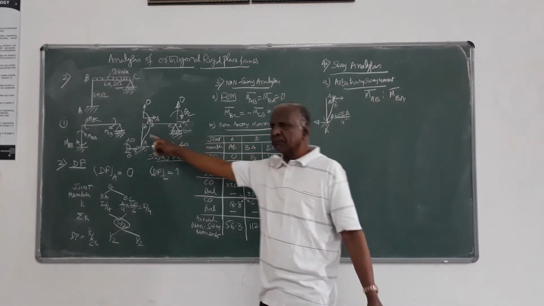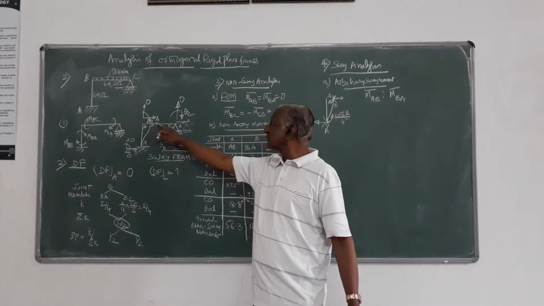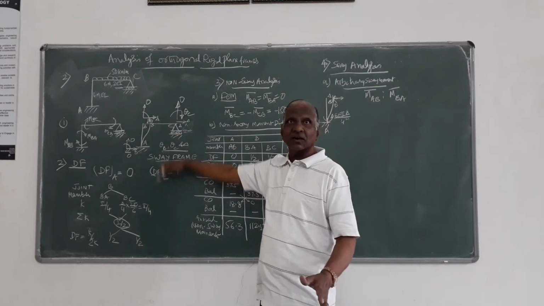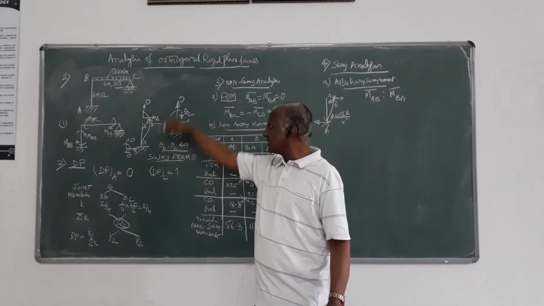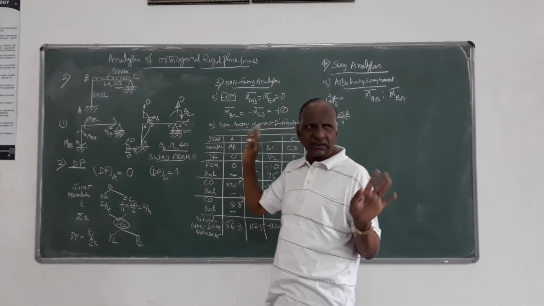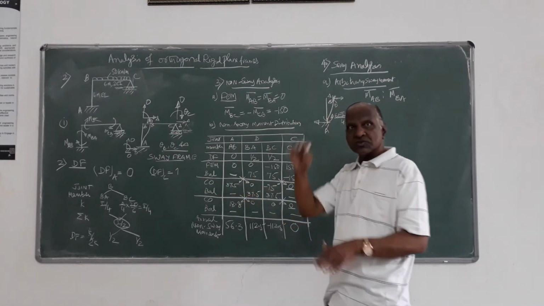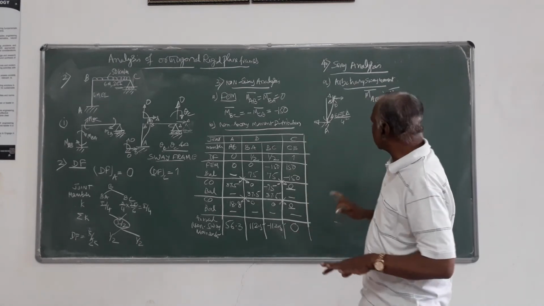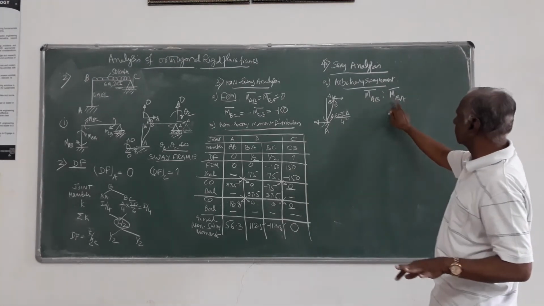Only this member is undergoing sway. This moves bodily. It is not undergoing sway. This member BC is not undergoing any sway, so we don't take it. Only this moves bodily, that's all, in the same direction. No sway occurring, no lateral movement occurring. Only this member. So only this.